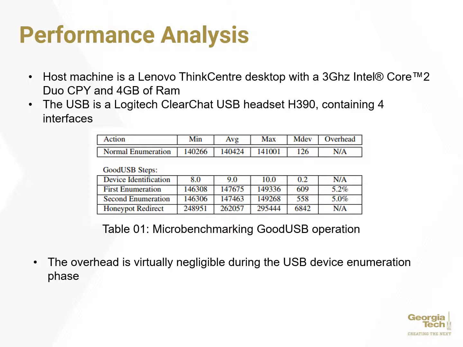The second enumeration shows when the device has been recognized by GoodUSB, and this presents a 5% overhead. And finally, the honeypot redirect case, where the device is flagged as potentially malicious by GoodUSB, and as long as the Honey USB is already started and running, the whole redirection needs only 262 milliseconds to allow the device to re-enumerate. Overall, the overhead is negligible during the USB device enumeration phase.